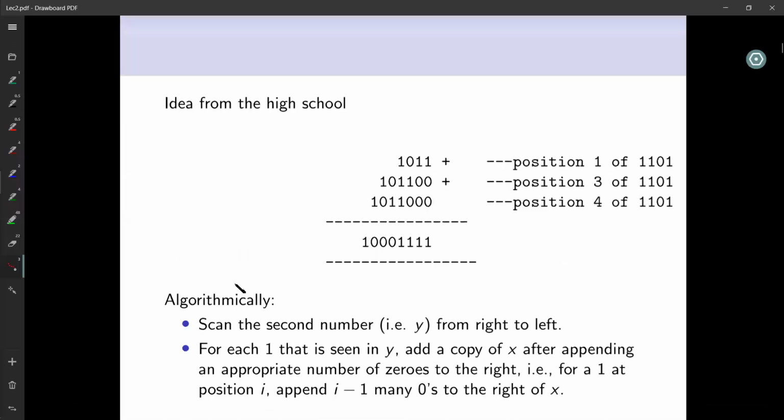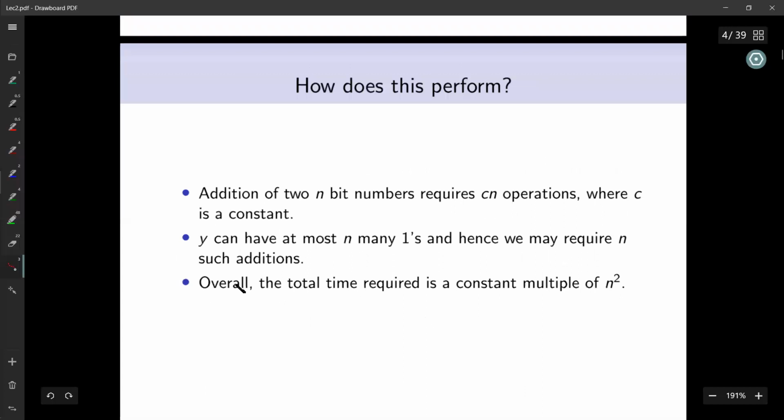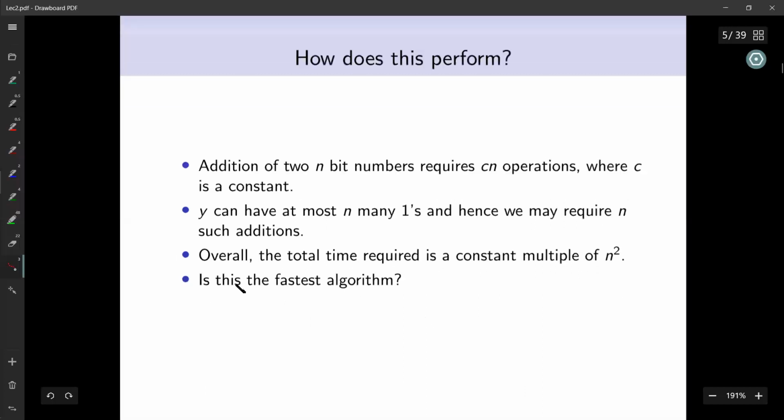That means to multiply 100-bit numbers, you'll require a time of 100 times 100, which is 10,000, times a constant, maybe 5 times 10,000, so 50,000 steps. So the question is, can we do better? Or is this the fastest algorithm?